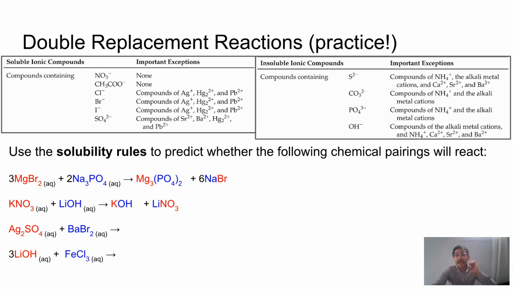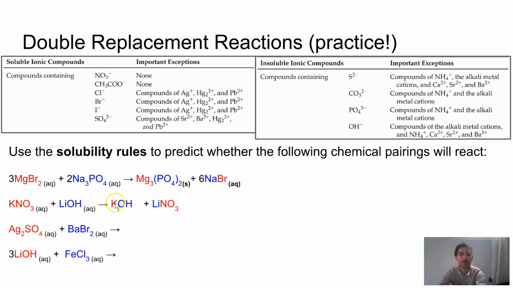I'm going to look at these products, and here I've nicely paired them up already, and I'm going to ask, are these going to form insoluble compounds? So we'll look first at the anion, and we'll say, all right, phosphate. Find that on the list. Phosphate is going to be insoluble unless it's partnered with ammonium or an alkali metal cation. That's not magnesium. Magnesium is an alkaline earth metal, so this is going to be a solid. Meanwhile, sodium bromide: if you see the alkali metals, they are always in the exceptions. So sodium bromide should be soluble. So we've got a solid and an aqueous sodium bromide. So this is a reaction. We will form a precipitate.